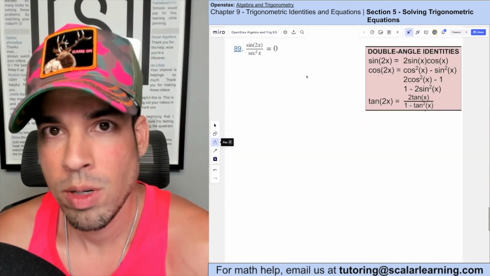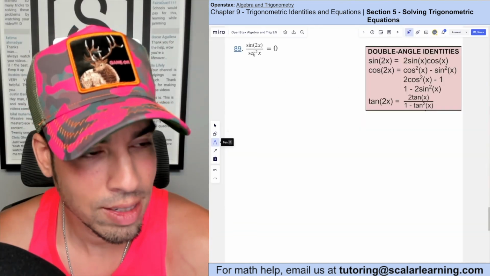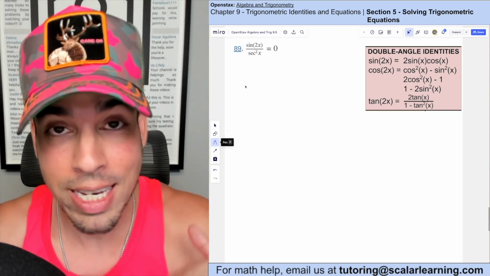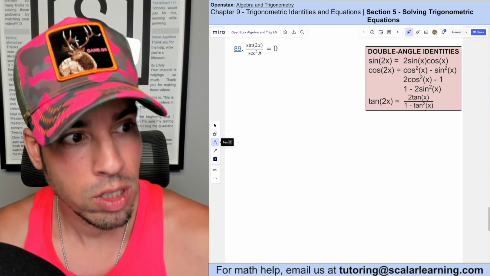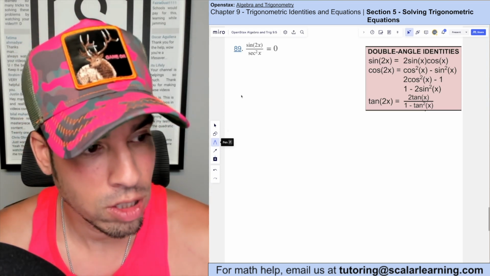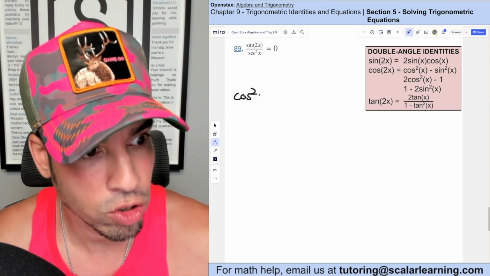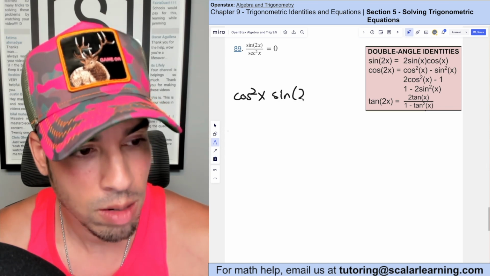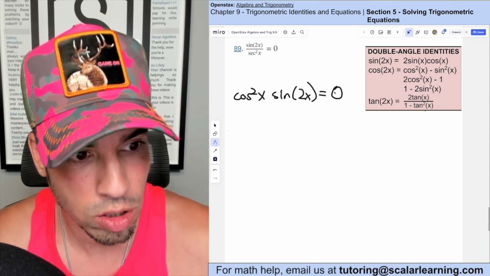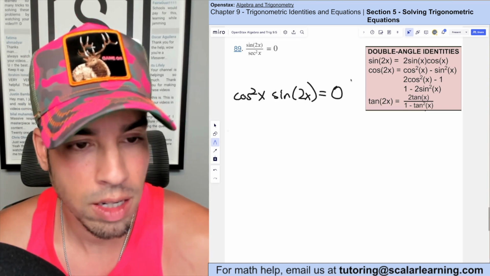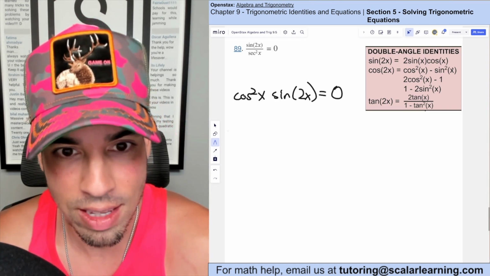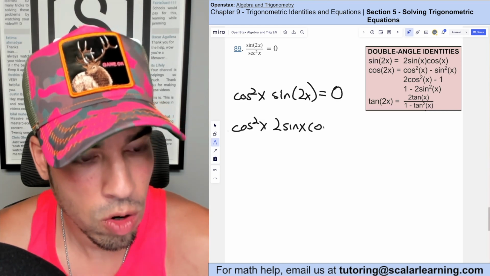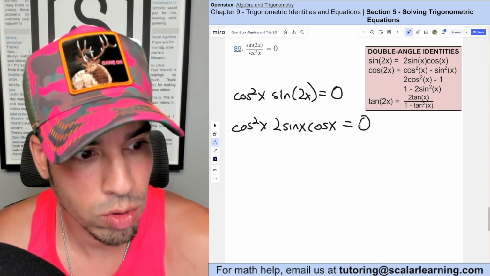Done. So for this one, I'm going to start with two things. One, secant is the reciprocal of cosine, meaning 1 over secant is the same as cosine. So since I got secant squared in the denominator, that's just the same as if I pop cosine squared x back up to the numerator. So first I got cosine squared x times sine of 2x equal to 0. Then I want to use a double angle identity because sine of 2x equals this. So I'm going to plug and chug. So then I got 2 sine x cosine x, like so, all equal to 0.